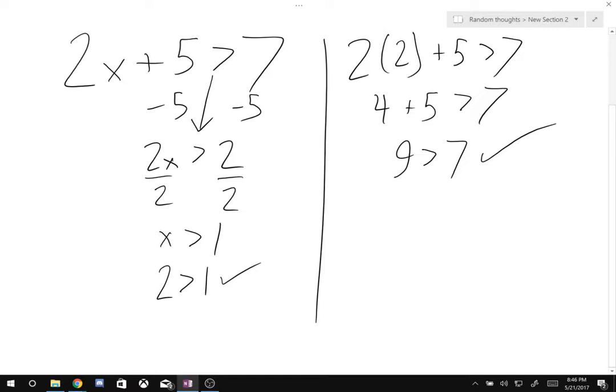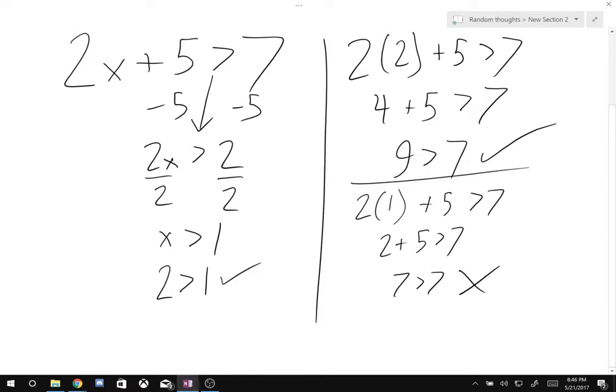So we're good there. Now, if we were to plug in 1, let's look at that real fast. 2 times 1 plus 5 greater than 7. That's 2 plus 5 greater than 7. That's 7 is greater than 7. This does not work because 7 is not larger than itself. It is equal to itself.